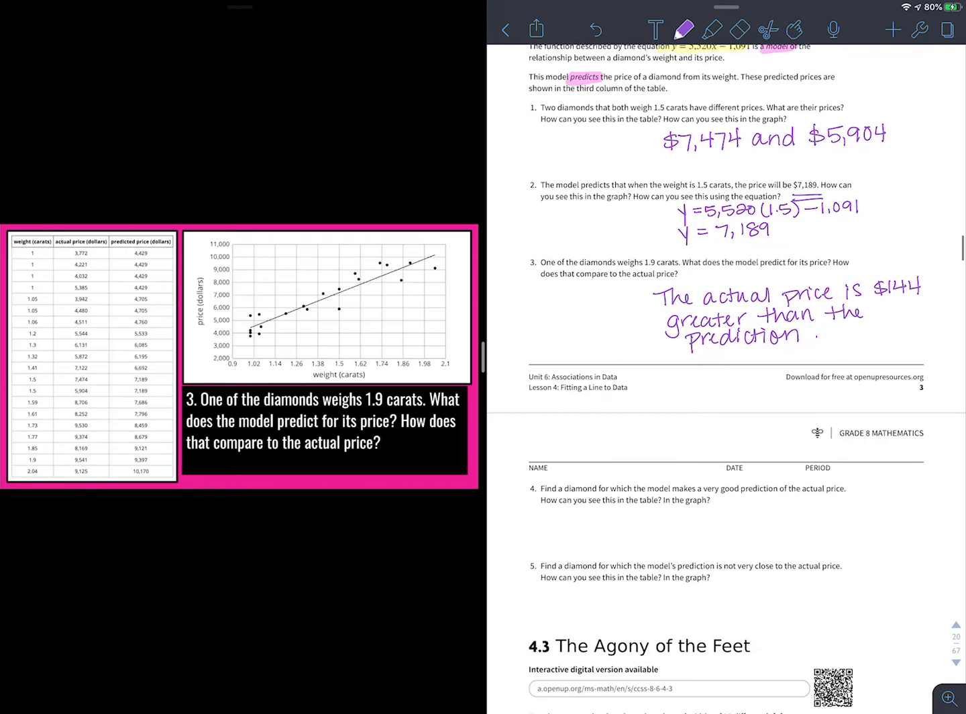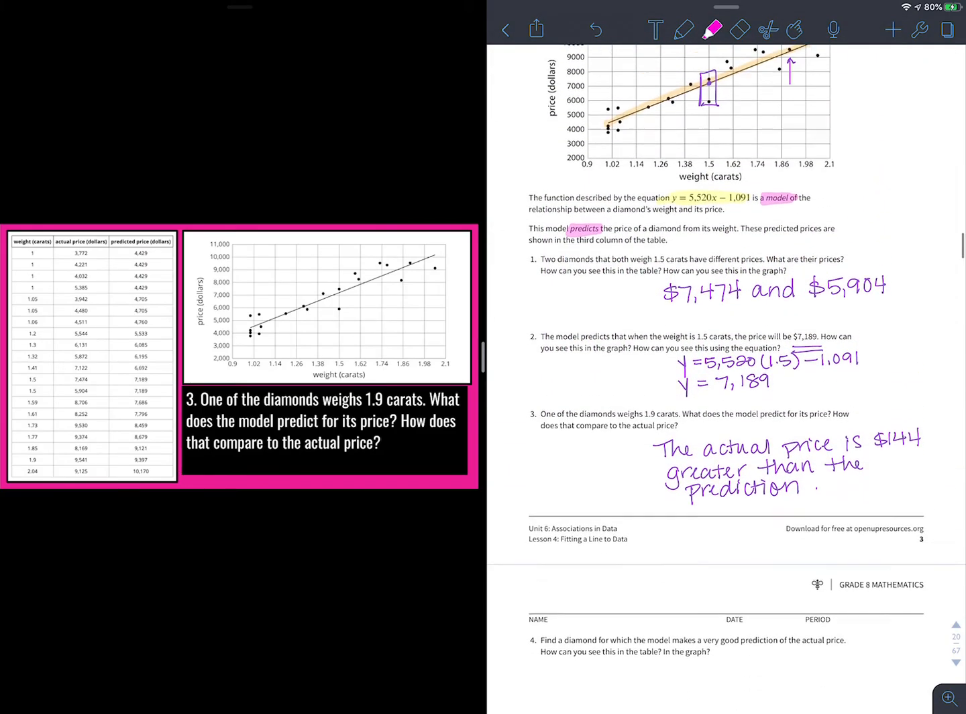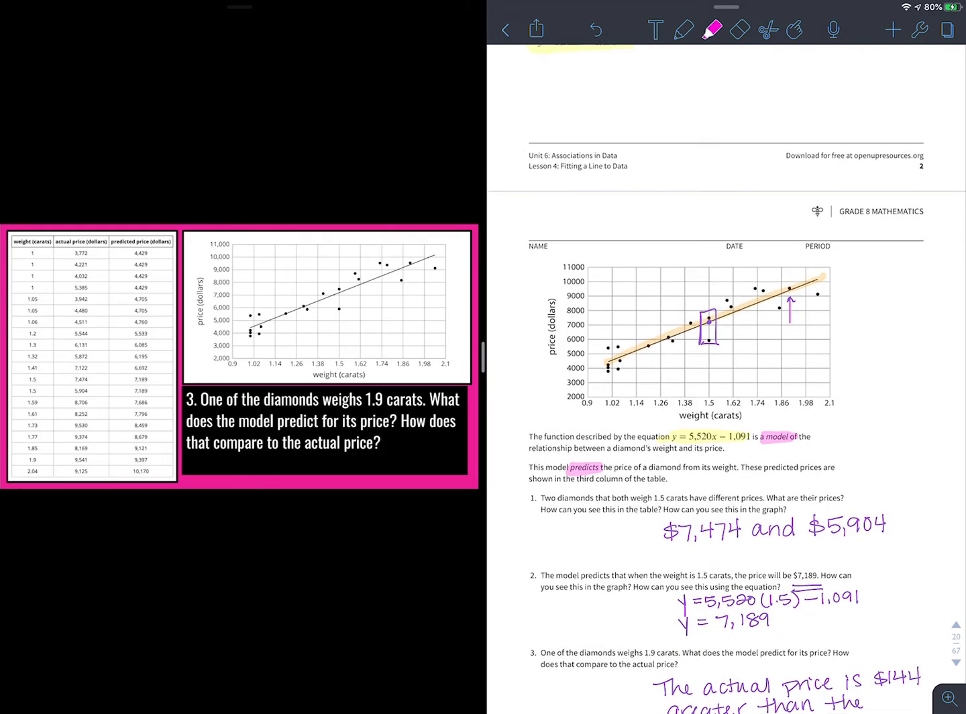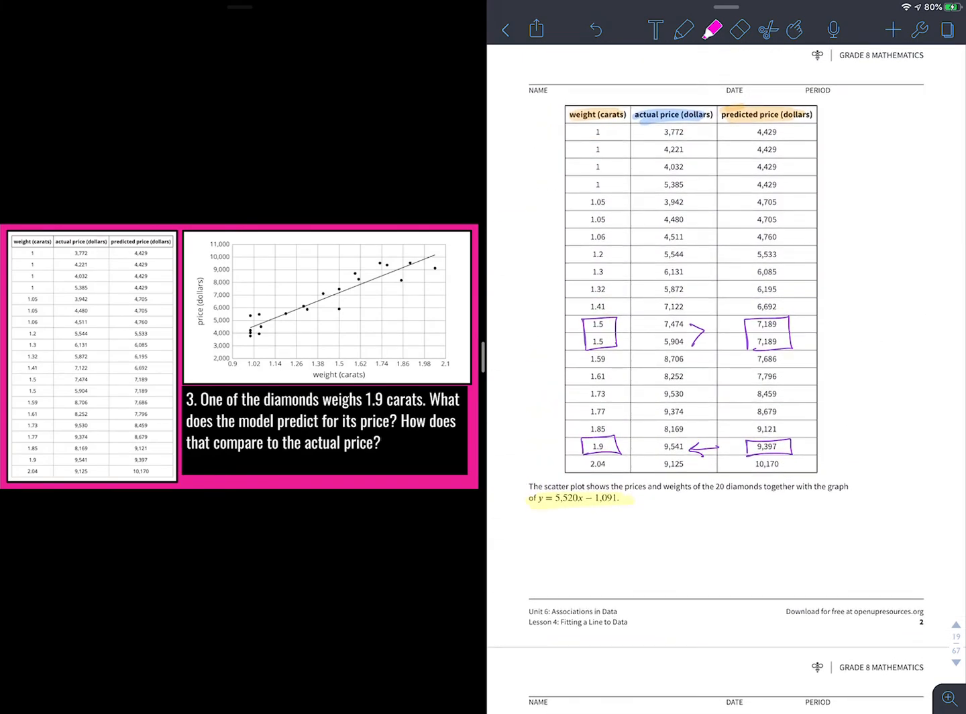Question 4 says, find a diamond for which the model makes a very good prediction of the actual price. Let me grab a highlighter here, and I will use pink. So looking at here, I would say that this point right here would represent a very good prediction for the actual price because the point is on the line. And I believe that that point is probably the 1.2. And notice the prediction. Here's the actual price. Here's the predicted price. They're very, very close. They're off by $10. So the model did a really good job with that prediction there.